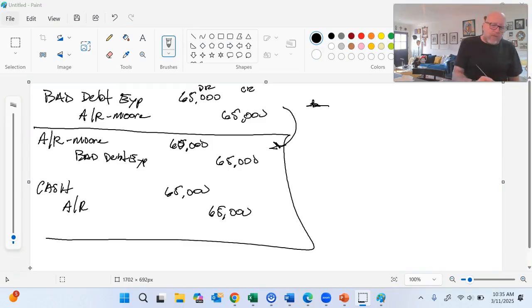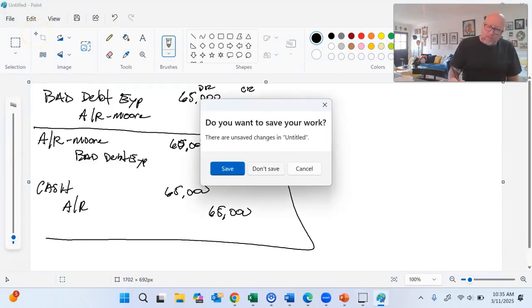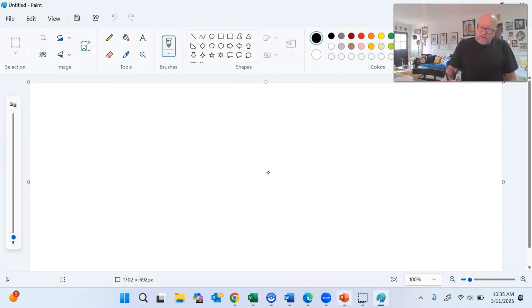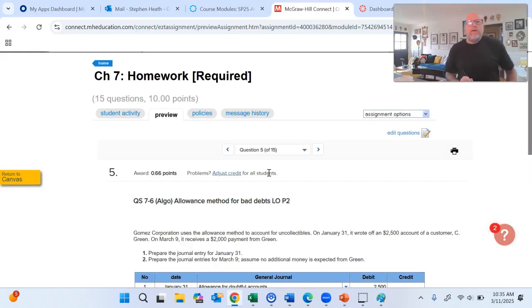Okay, next question I want to go through with you is question 5. Question 5 is asking us, Gomez Corporation uses the allowance method to account for uncollectible accounts. On January 31st, it wrote off a $2,500 account for a customer, C Green. And then on March 9th, it receives a $2,000 payment from Green. Prepare the journal entry for January 31st and then do the March 9th.